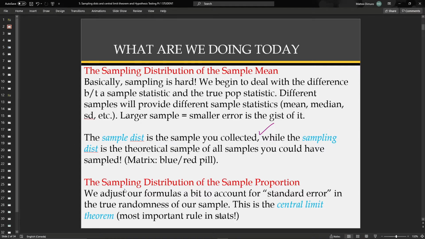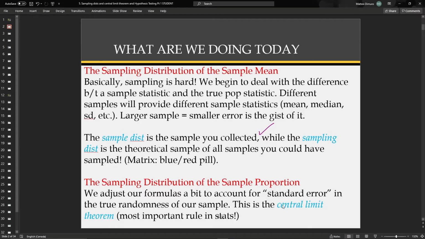Okay, so the sampling distribution of the sample proportion. We're going to adjust our formulas a little bit to account for what we call standard error, right? So if you got everybody in Brandon, how many people you need to sample to get the true population statistic for height is sort of the idea. You probably won't be able to sample that many people, so it's generally understood that if you take a sample, there's something called an error in it. And that error has something to do with the true randomness of your sample. The more random your sample is, the less error you're going to have.